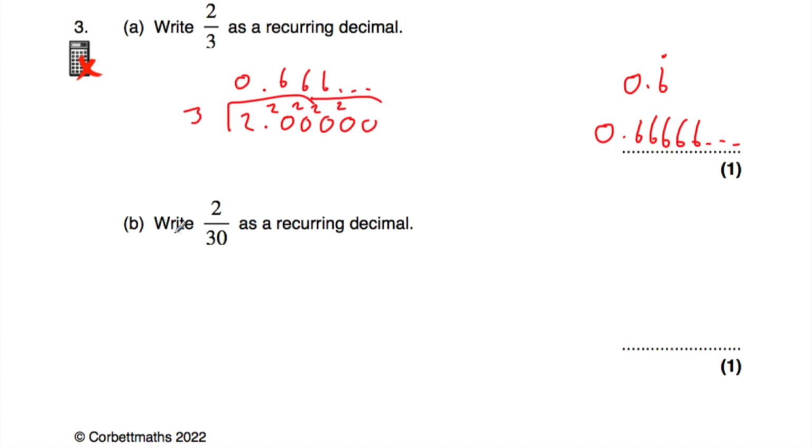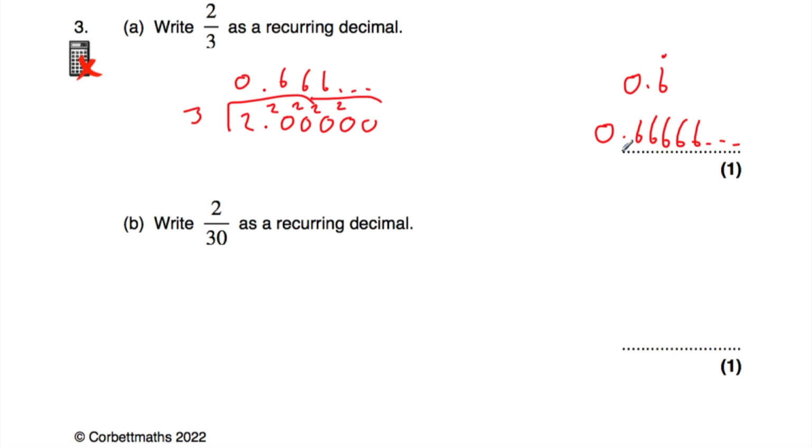Okay, let's have a look at part B. So part B says, 2/30 is a recurring decimal. Now, here we've got 2/3 and now we've got 2/30. As you can see, the denominator is 10 times larger. So instead of dividing 2 by 3, we want to divide 2 by 30. So that means that our answer will be 10 times smaller.